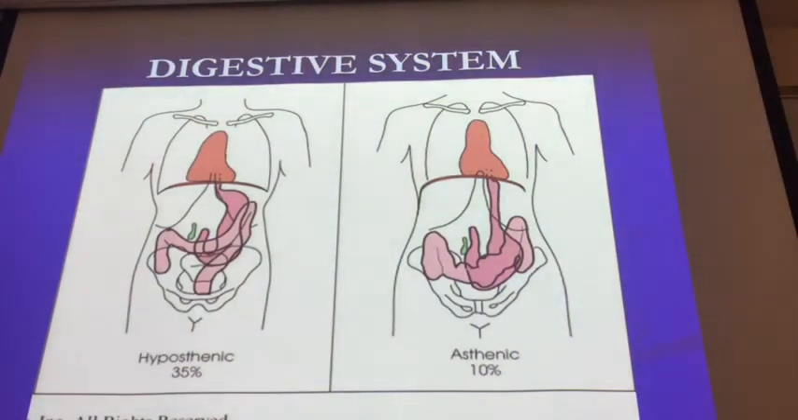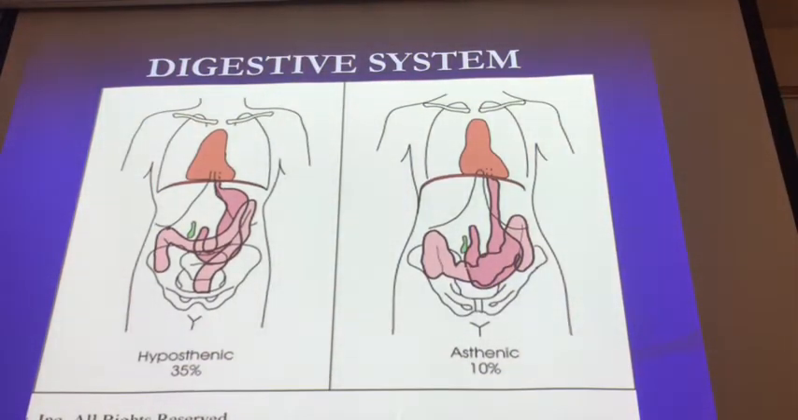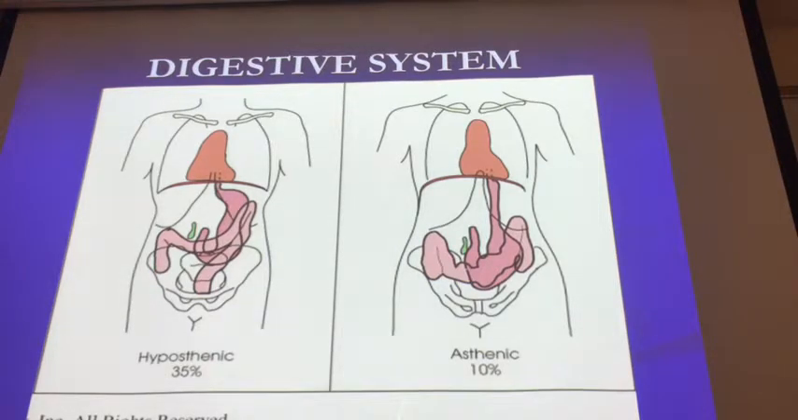Then you have the hypostenic, where things are lower than the stenic. And then you have the astenic, where everything is much lower than the stenic. Use the stenic as the standard, and then vary it. A lot of times it's difficult to differentiate between the hypostenic and the astenic.